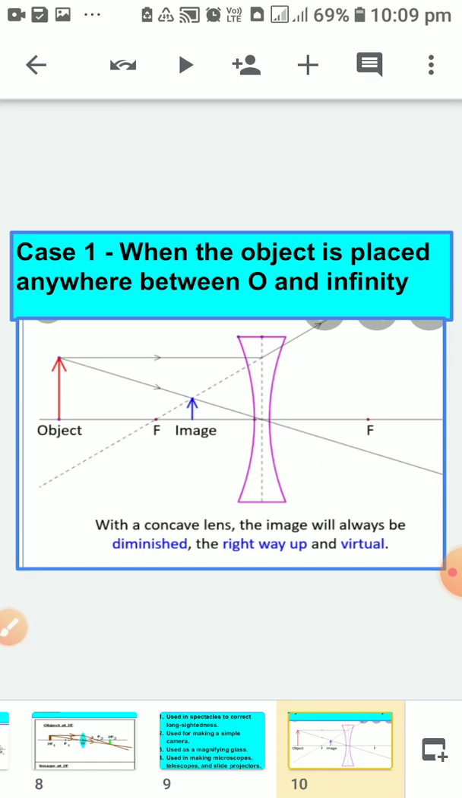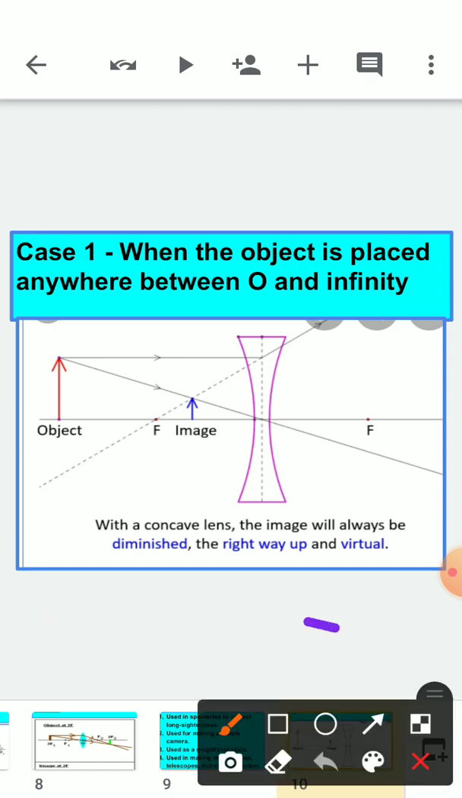Size will be highly diminished, and position will be in front of concave lens.